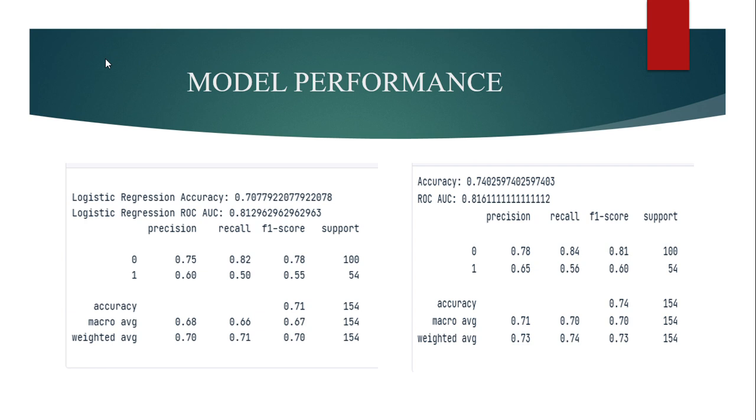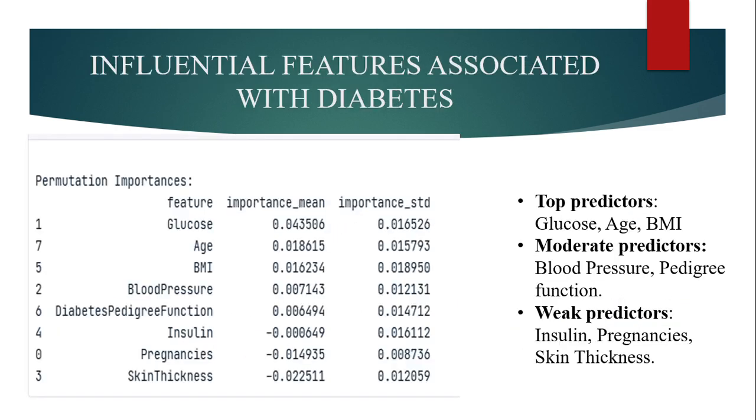Logistic regression is simple and interpretable, but it assumes a linear relationship between features. The random forest, on the other hand, is more flexible because it combines many decision trees and can capture complex nonlinear patterns in the data. From the results, random forest outperformed logistic regression, achieving a higher accuracy and more reliable predictions. So I relied on random forest to identify the key predictive features.